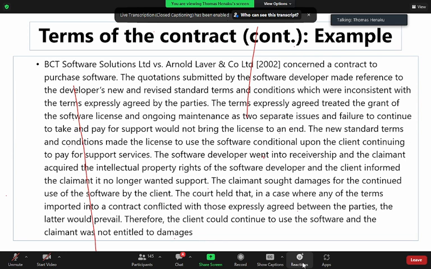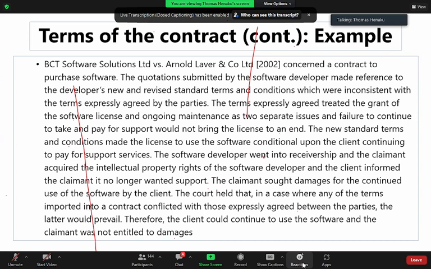All right. So BCT Software Solutions Limited versus Arnold Lever and Co. concerned a contract to purchase software. The quotation submitted by the software developer made reference to the developer's new and revised standard terms and conditions, which were inconsistent with the terms as really agreed by the parties. The terms expressly agreed treated the grant of the software licenses and ongoing maintenance as two separate issues, and failure to continue to take and pay for support would not bring the licenses to an end. That aspect is very critical.